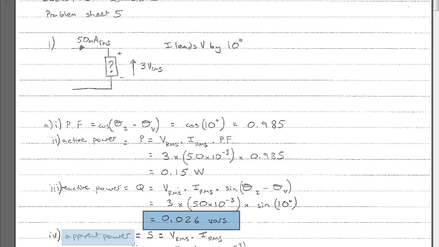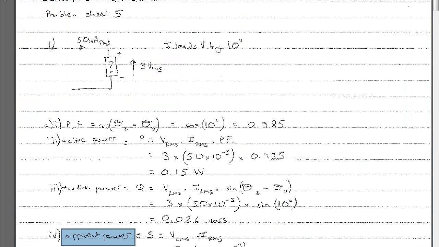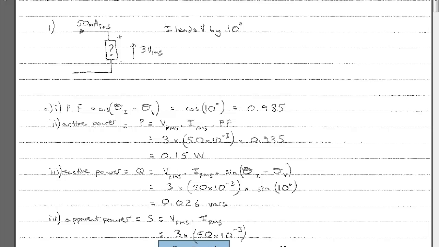Right, the final side of the power triangle we're going to find is the apparent power, which is S, and this is kind of the easiest one. It's just VRMS times IRMS. So it's this one in the middle, S. It's the longer side of the triangle, the hypotenuse. So just put the values in: 3 times 50 times 10 to the minus 3 gives you an answer of 0.15 volt amperes, or VA. So that's all of those bits done.